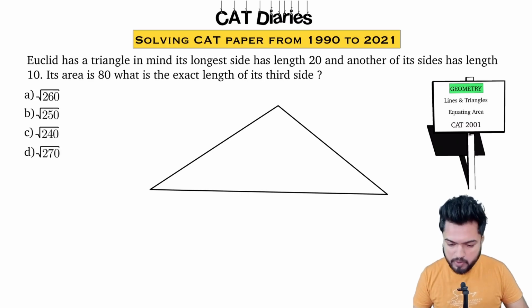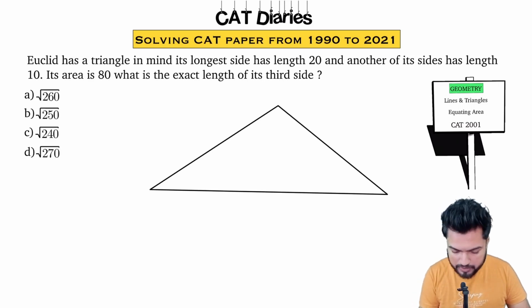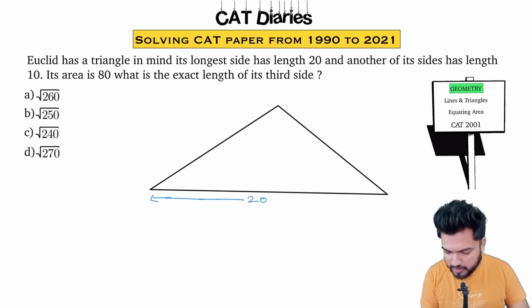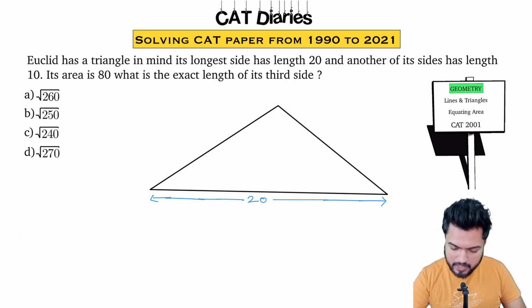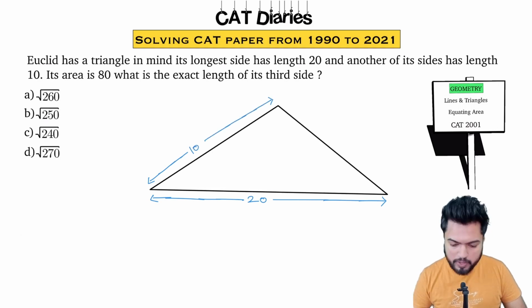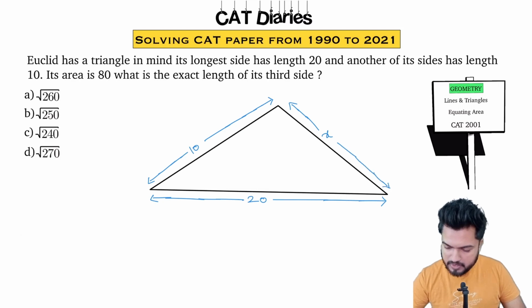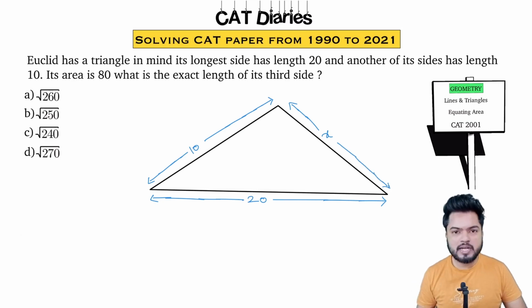What do I know? I know the longest side is equal to 20. So I'll say let this side, the longest one, be equal to 20. Another of its sides has a length of 10, so let this side be equal to 10. And what am I supposed to find out? What is the exact length of the third side? So let the third side be equal to x, something that I'm supposed to find out. Okay, so now I start thinking. This is the diagram that is there in front of me.